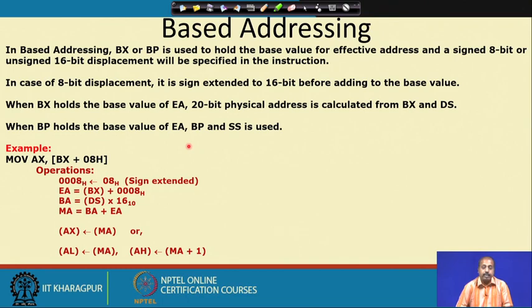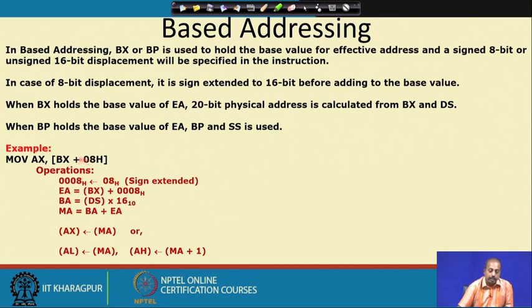Then in based addressing, which is another type of addressing similar to indirect addressing, the BX or BP register can be used for holding the base value and the effective address, and then an 8 bit signed or unsigned, or 16 bit displacement will be specified in the instruction. A typical example is MOV AX comma BX plus 08 hex. Along with this base register BX, we can also specify an offset.